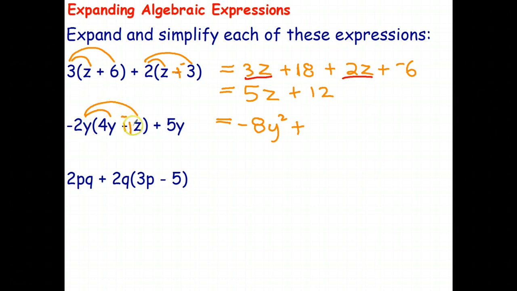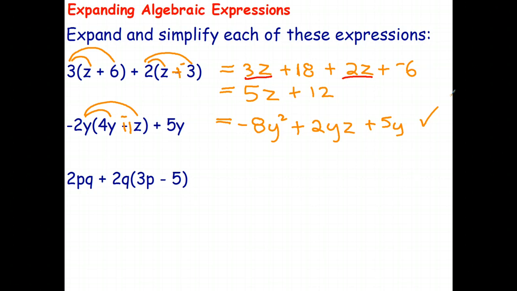Negative 2y times negative 1z. Well, negative 2 times negative 1 is positive 2, or just 2, y times z. And then plus 5y. Just copy the rest of it. Okay, let's look at simplifying. Well, this one has y squared as the letter part. This one has y times z, and that one has just y. Well, none of these are like terms. None of them have the same variable raised to the same power. So that's as simple as you can make it.